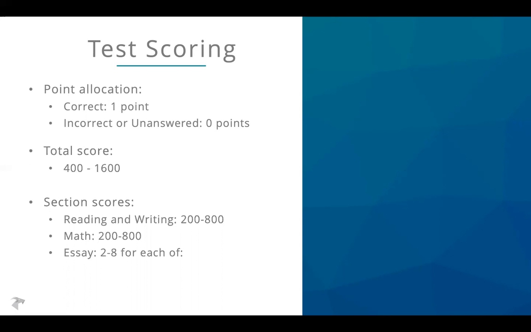And then separately, you also get an essay score. If you take the essay, that score will be from 2 to 8, and it analyzes 3 different aspects of your essay. So the dimensions are reading, analysis, and writing. So how well did you read the passage? How well did you understand the passage that you were given with that essay prompt? How strong is your analysis? And then how strong is your writing as you're providing that analysis and demonstrating your understanding of the passage that you were given?